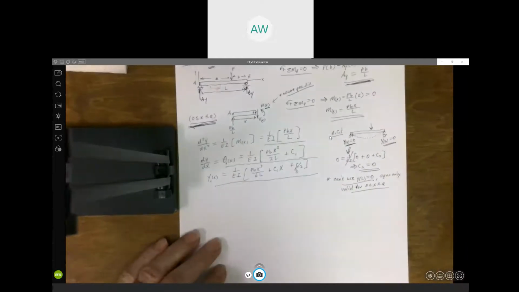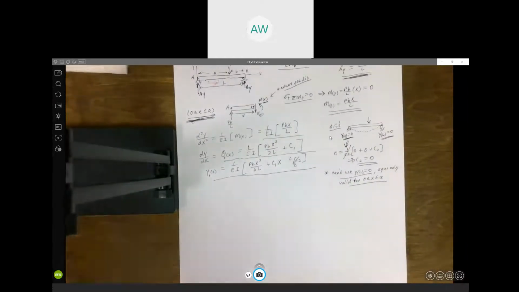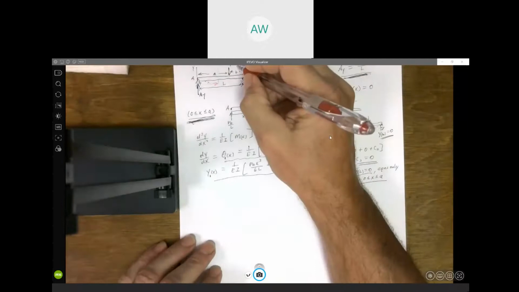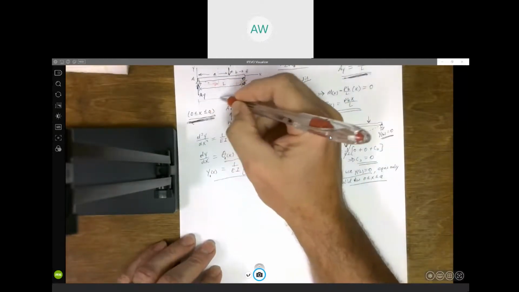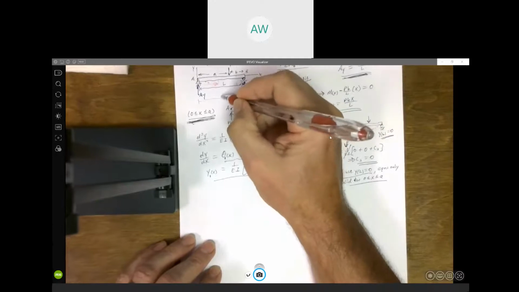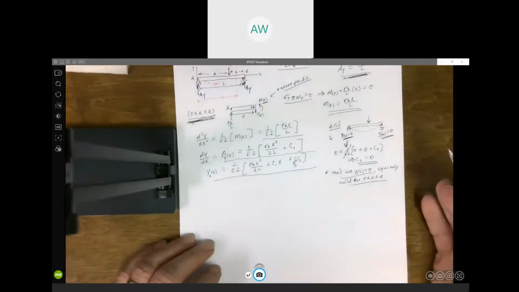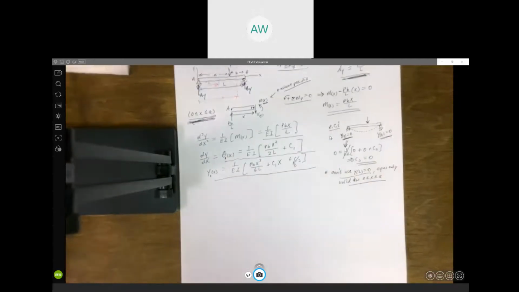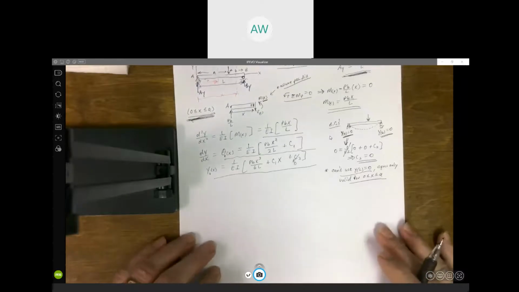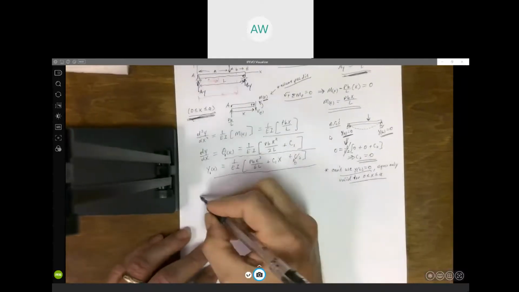All right, so let's continue, move on. We're going to have to come out here somewhere past where that load changes, some arbitrary distance x past the load change, and do the same thing. We'll get a different set of equations because we're going to get a different moment equation. So I will draw a new free body diagram.